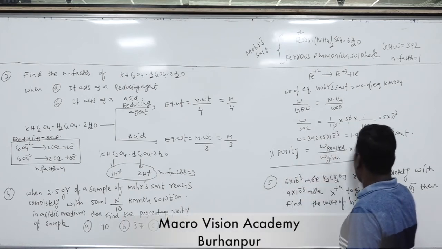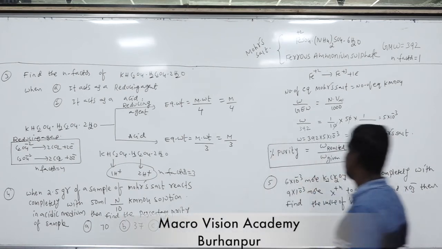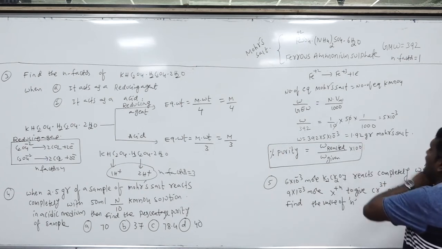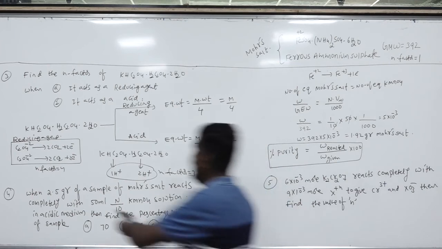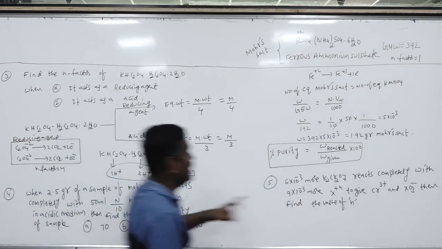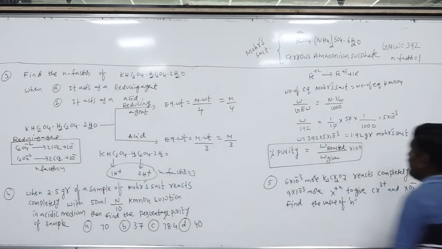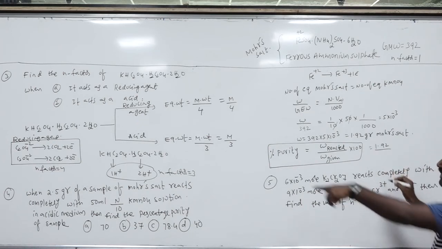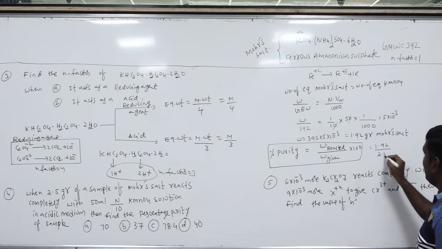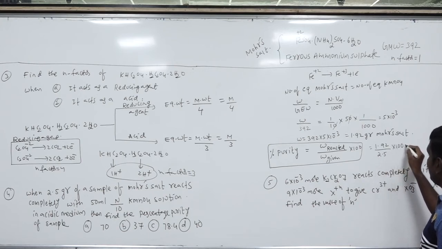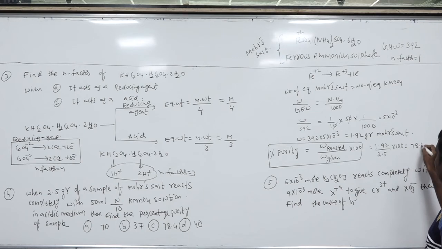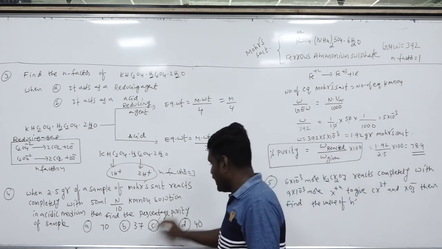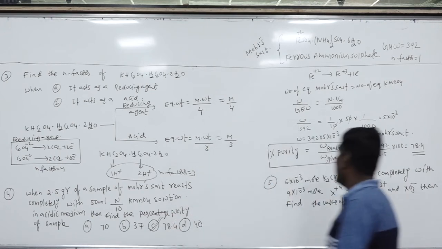Otherwise you can calculate with the unitary method also. Now, 2.5 grams of actual sample, the reacted mass is 1.92. What is W reacted? 1.92. What is the actual weight given to you? 2.5, multiplied by 100. Approximately, I think, 78.4. So you have option number 3.